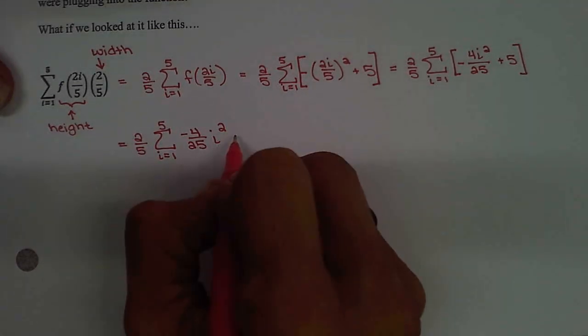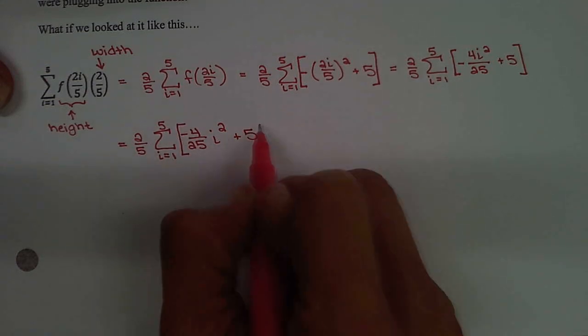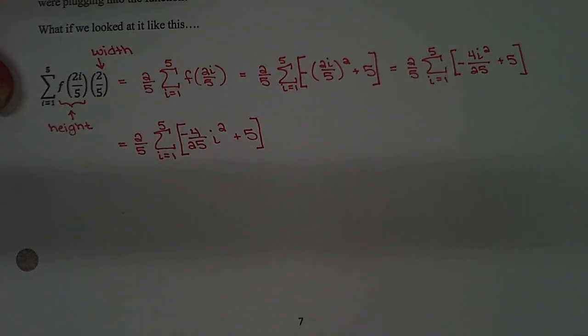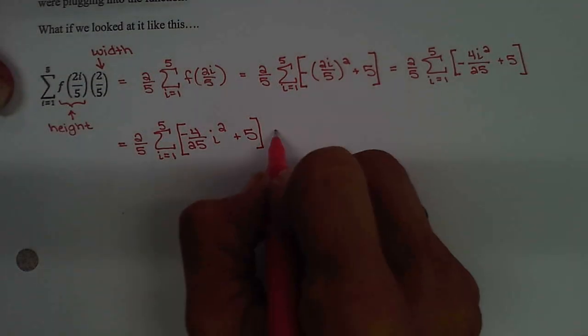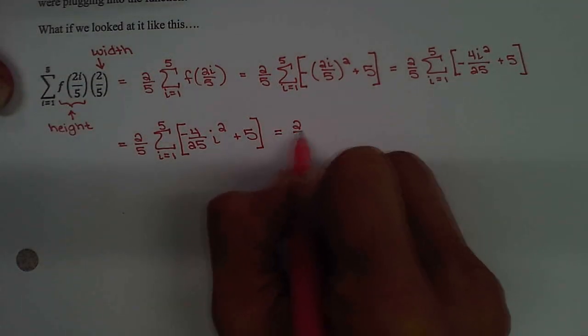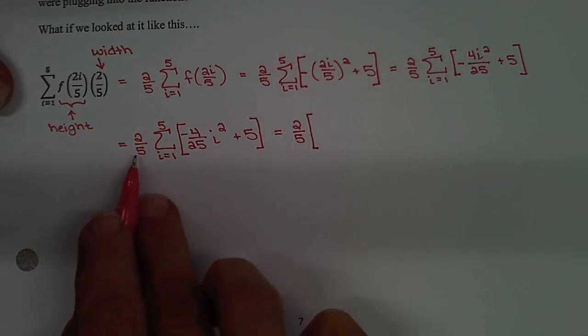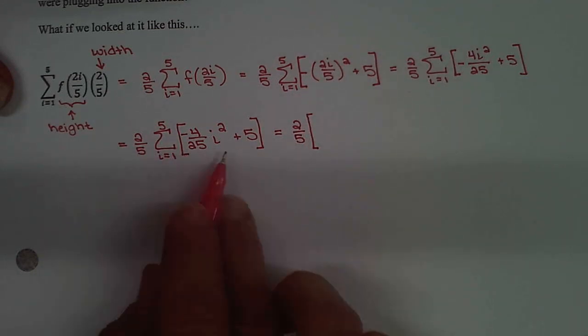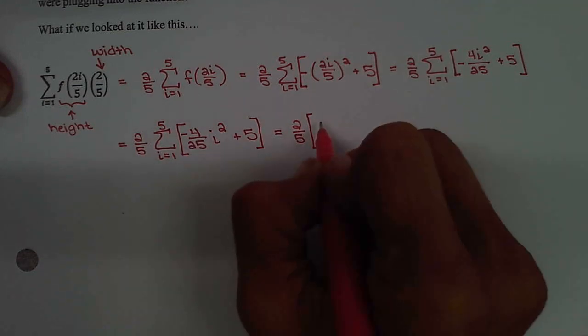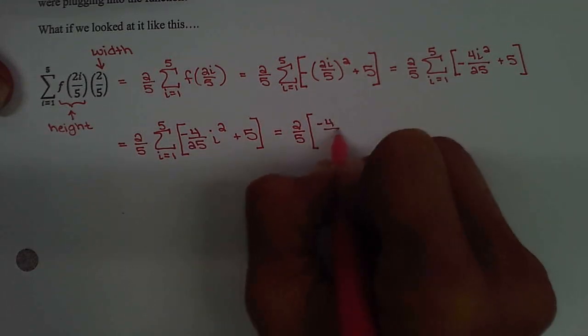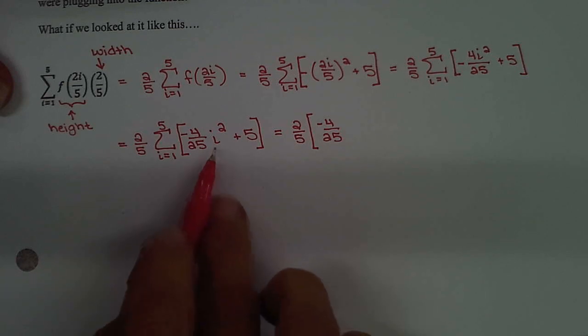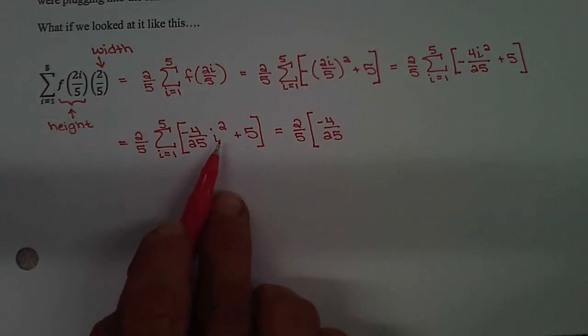And then my plus 5, which I know since that's a constant, I'm going to use that constant rule that we had. So I'm going to have a 2/5 out in front of everything. So here comes my big brackets to show that this 2/5 is times this entire summation. Here I'm going to have the negative 4 over 25. And now we do our substitution from yesterday with what i squared breaks down into.